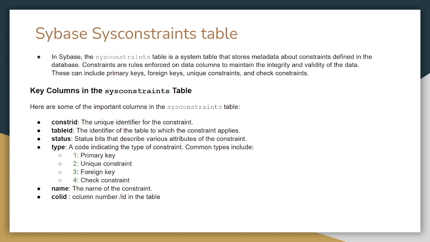Then next is the name of the constraint, and the column value, column number, or ID of the table. Hence, in this slide, you understood that the sys constraint table is essential for a database administrator to manage and enforce data integrity rules within the system database. By querying this table, a user can obtain detailed information about all the constraints applied to the database objects. So this table also holds critical data for data objects verification.